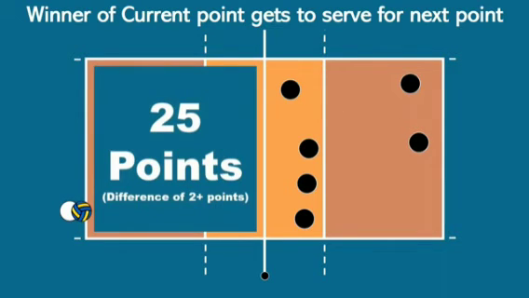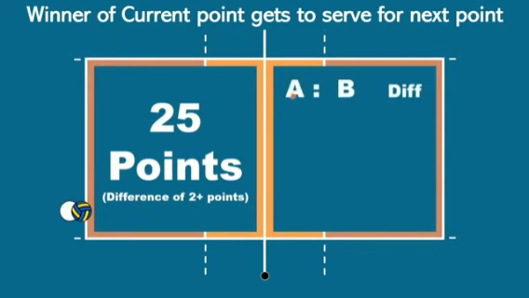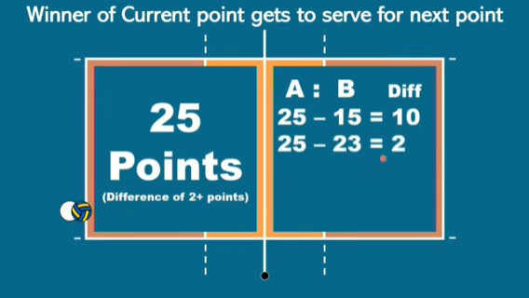25 points are required to win one set, with a difference of 2 points. What it means is, let's say you are team A, and I am team B. You had 25 points, I have 15 points. The difference is 10, it's more than 2, so you won that set. 25-23, the difference is 2, you won that set. 25-24, the difference is 1, so you didn't really win this game even though you have 25 points, because the difference is 1. So now you need to win 1 more point.